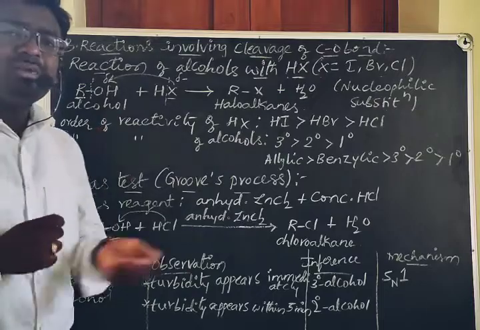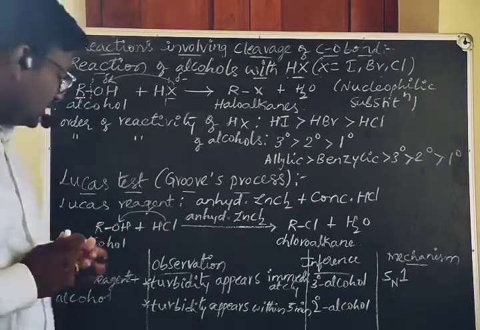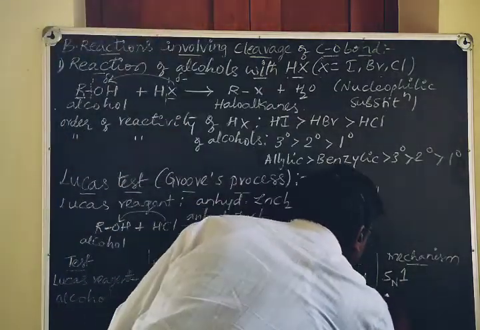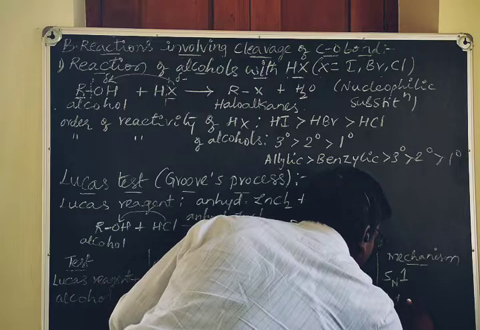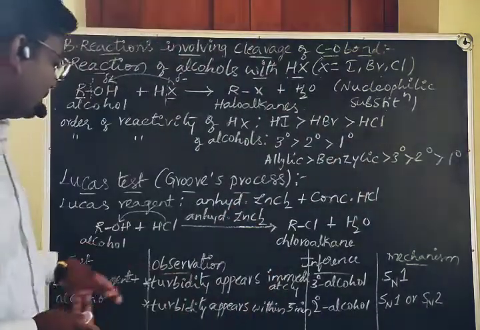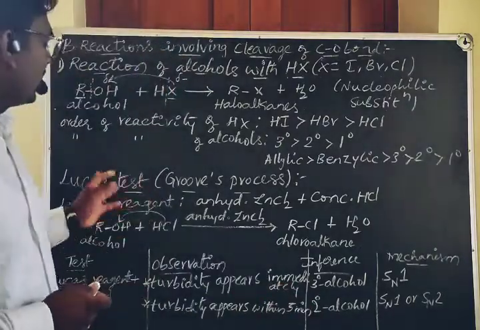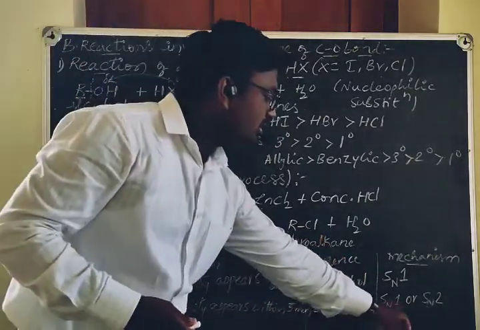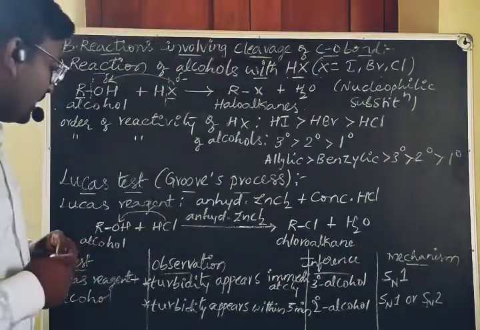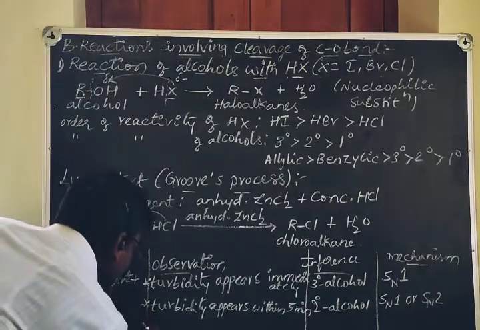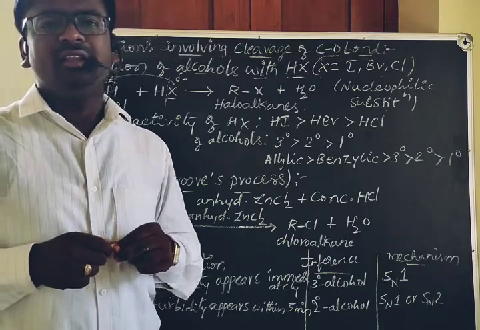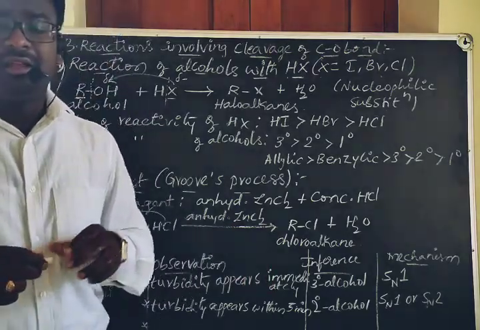And through which mechanism does this conversion from alcohol to haloalkane take place? It takes place through either the SN1 or SN2 mechanism. There is a chance for this secondary alcohol to undergo the reaction by either the SN1 or SN2 mechanism.